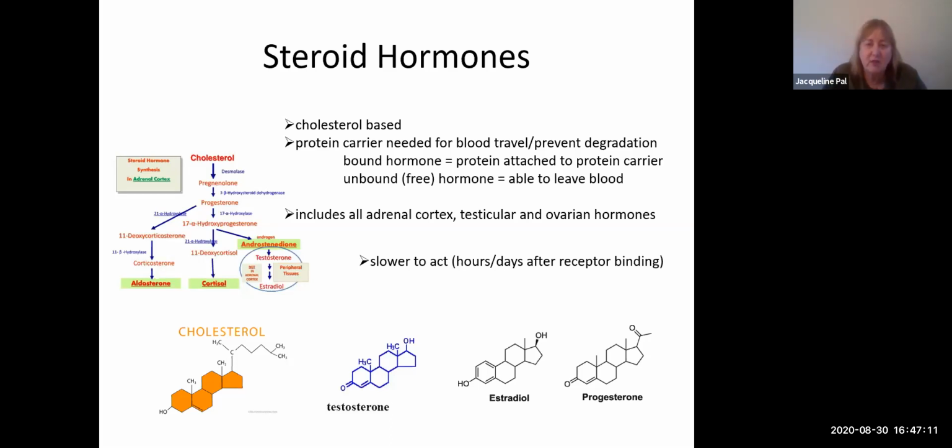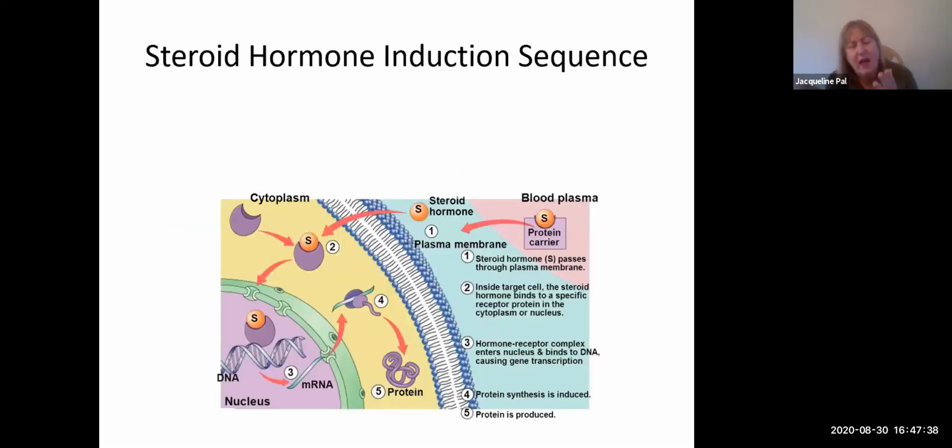Compared to the protein hormones, steroid hormones are slower to act, and oftentimes it's days after they bind to the receptor before you see a physiological effect, but it's at least going to be hours. There is no amplification of these hormones, which will be discussed later on, and they also have a longer duration of action than the peptide hormones. So let's look at how these induce what happens inside the cell.